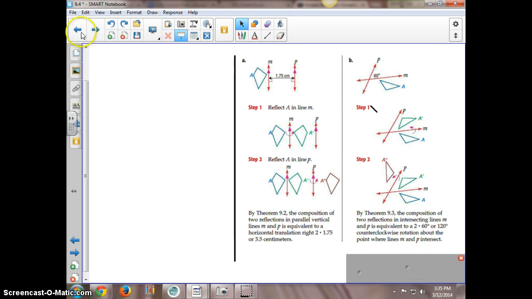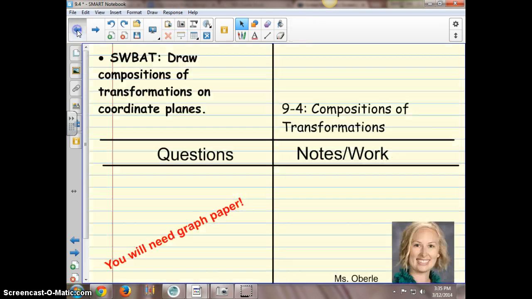So you've now taken a look at compositions of transformations on coordinate planes, and you are going to have an opportunity to practice that in class tomorrow.